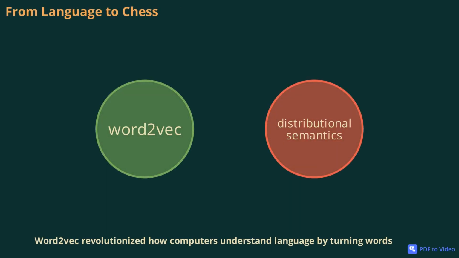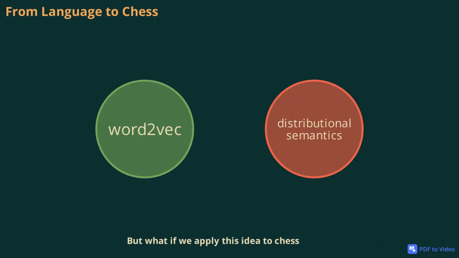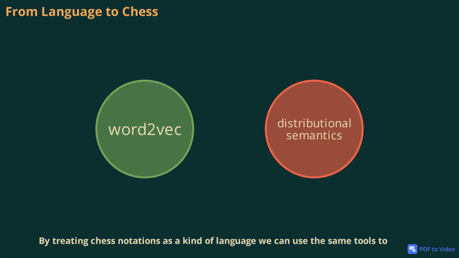Word2vec revolutionized how computers understand language by turning words into vectors, mathematical objects that capture meaning based on context. But what if we apply this idea to chess? Just as words gain meaning from their neighbors in a sentence, chess moves gain significance from their position in a game. By treating chess notations as a kind of language, we can use the same tools to uncover hidden patterns and relationships between moves. This approach opens up a new way to analyze and visualize the game.